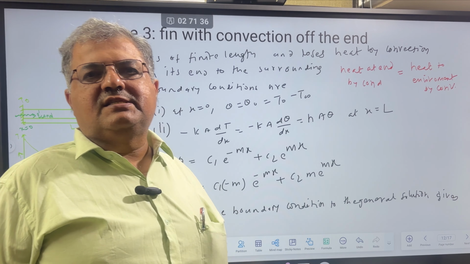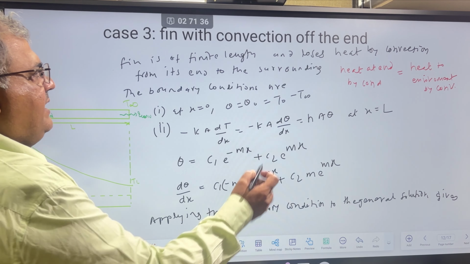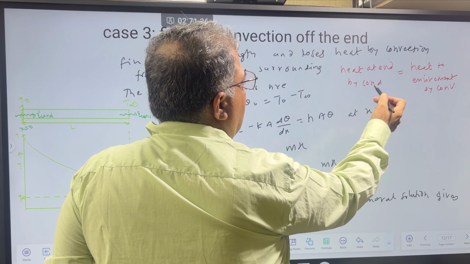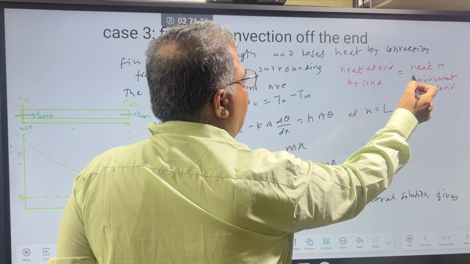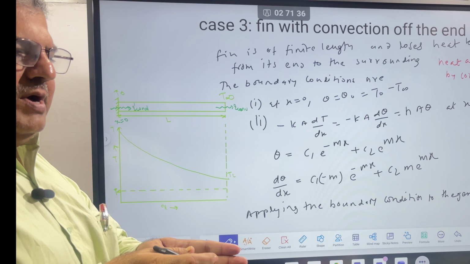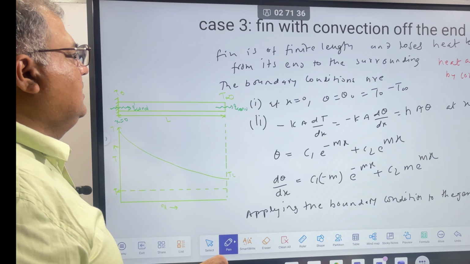We will go ahead with case number 3. In case number 3, what we are assuming is that heat at the end of the fin by conduction is equal to heat loss at the end of the fin by convection. Whatever heat is coming to the end by conduction, the same heat should go out by convection. That is the third case.